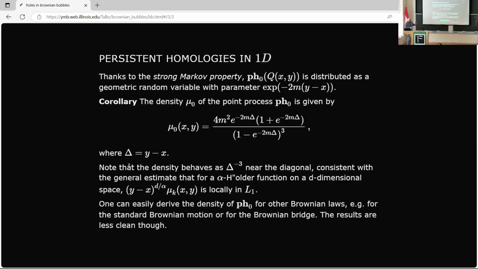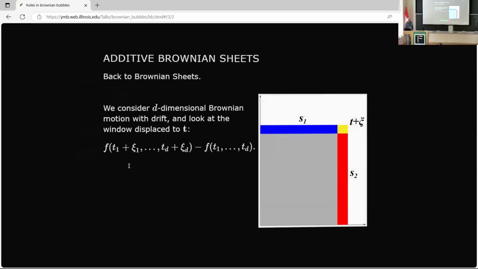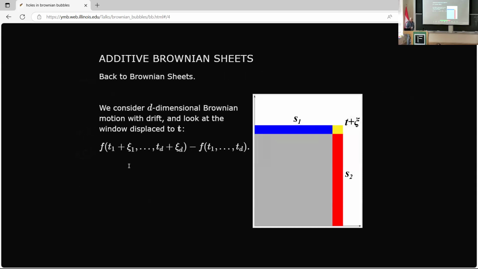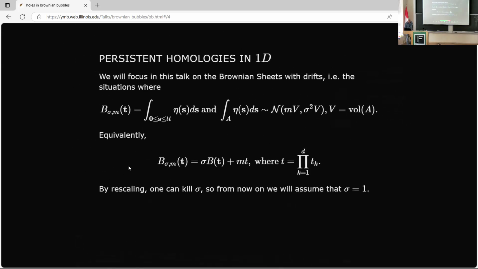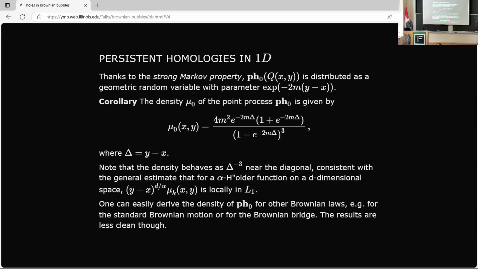And again, the fact that I'm concentrating on Brownian motion with drift is just an artifact of having nice formulas. But in general, you can derive similar results for any Brownian motion. Yeah, this is my point process. The 0 means I'm concentrating on 0-dimensional homology, just the components. And there are no other homologies on the line, right? On the line, you cannot have 1-dimensional homology.